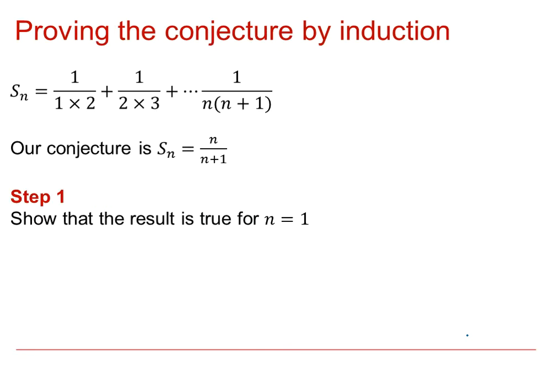So we're trying to prove that the sum of this series, which we've called Sn, is indeed n over n plus 1. So step 1, we need to show that the result is true for n equals 1. So let's have a look at S1. S1 would be 1 over 1 plus 1, which is a half. And if we look at S1 from the original series, S1 would be 1 over 1 times 2, which is also a half. So we now know that it's true for n equals 1.